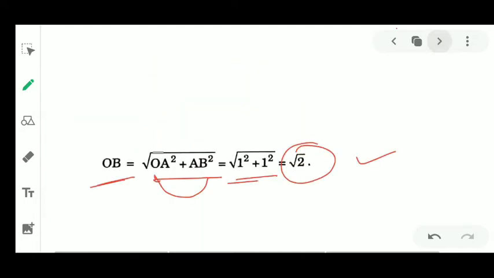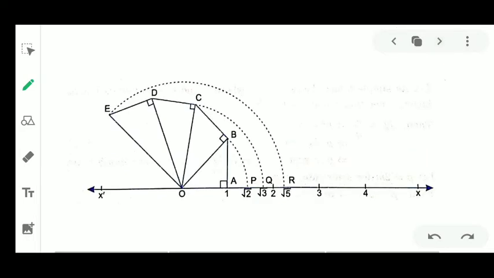Next we have to represent root 3 on the real line. Okay, so for that you have to draw BC. We have to draw BC perpendicular to OB. Here OB is what? Root 2, and BC equals 1 unit.